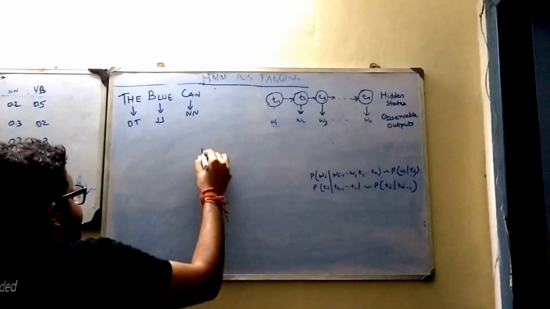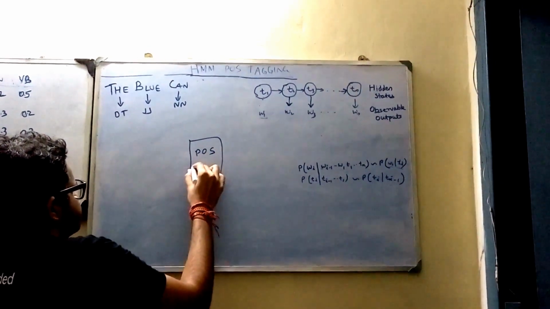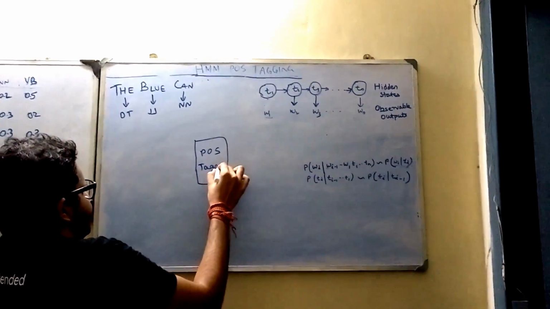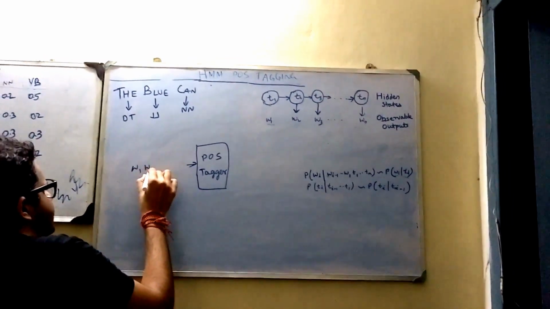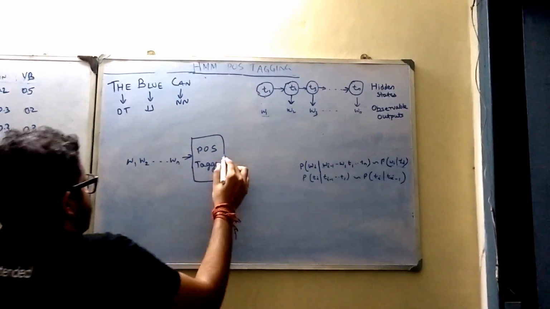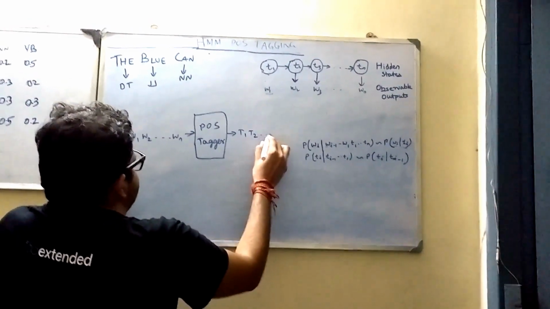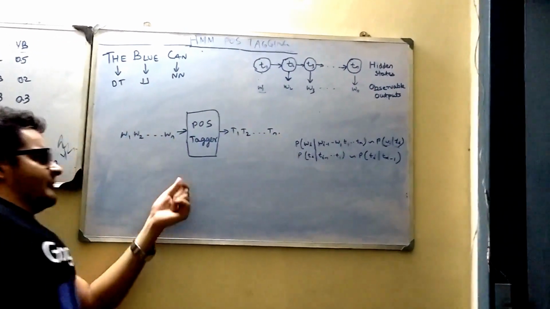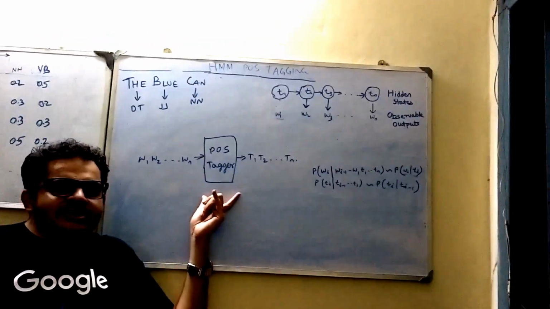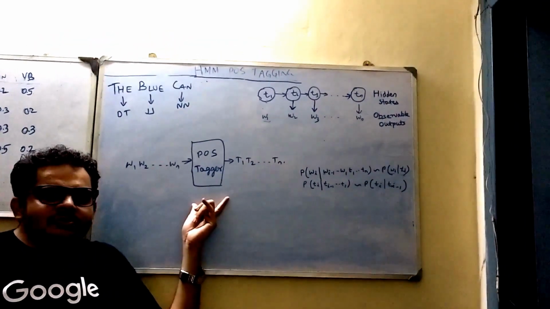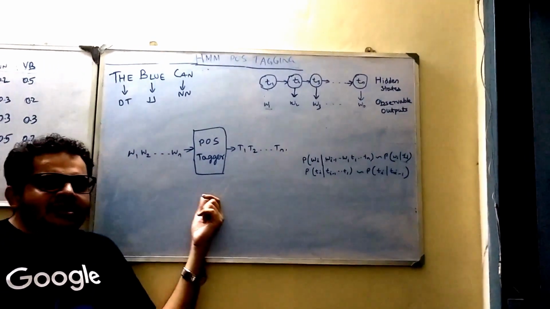So let's say that we have a system called POS tagger. What it accepts is nothing but a sequence of words, say w1, w2 till wn, and it emits a sequence of tags corresponding to words w1 to wn, and we need to model this system. A way to model this system is using hidden Markov model. So what is a hidden Markov model? We will look into it and come back to formulate our system.